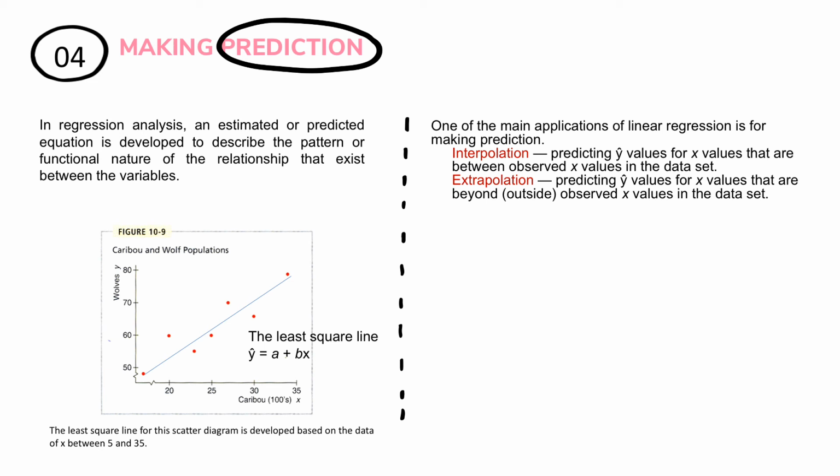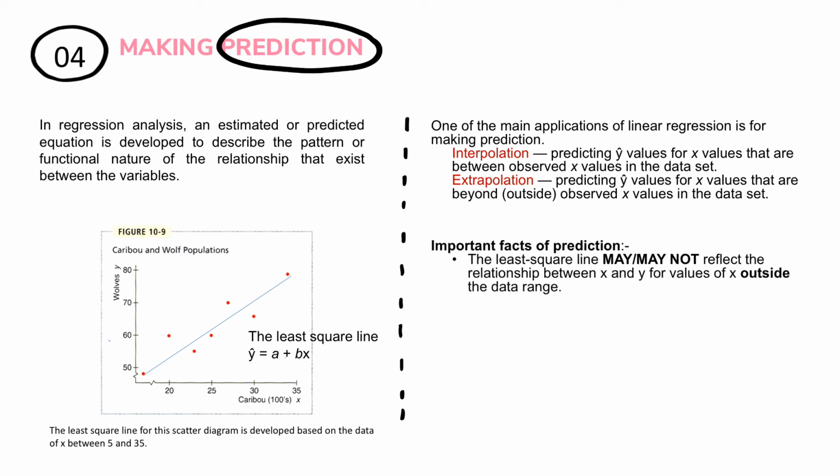But what happens if we want to predict the y value when the x value is not between 5 and 35? Let's say when x is equal to 40 or when x is equal to 2, that is less than 5. So this kind of prediction is called extrapolation, which means that the y value is predicted for x values that are beyond or outside the observed x values in the dataset.